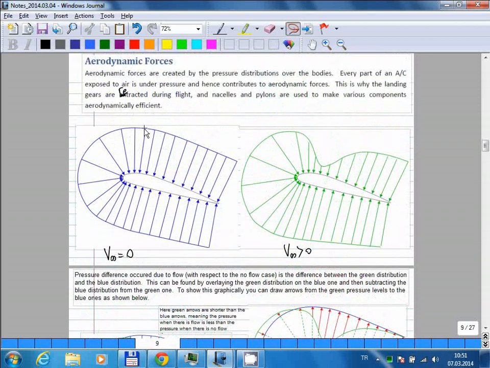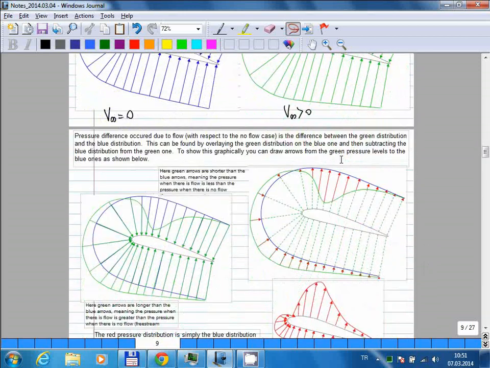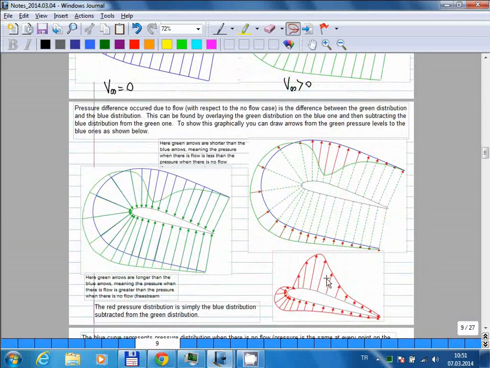Okay, and I showed you these pictures, which represent the pressure variations around an airfoil. These are more realistic representations of pressure around an airfoil. Without the flow, you have the same pressure, but when there's flowing air, the pressure will be changing. On the lower surface, the pressure will be slightly increased, and on the upper surface, it will be decreased. Then I showed you the difference between the two, and I finally showed you this red distribution.